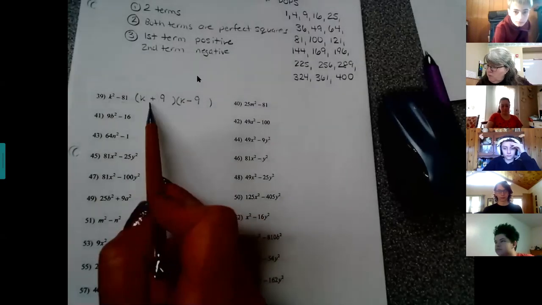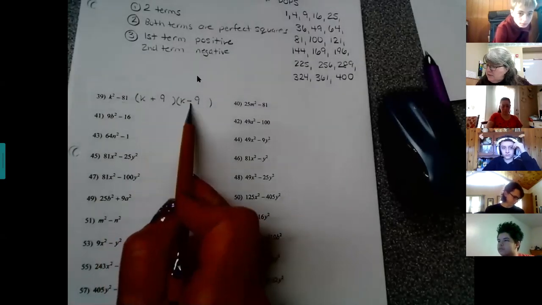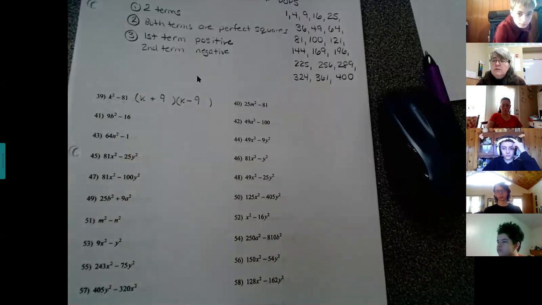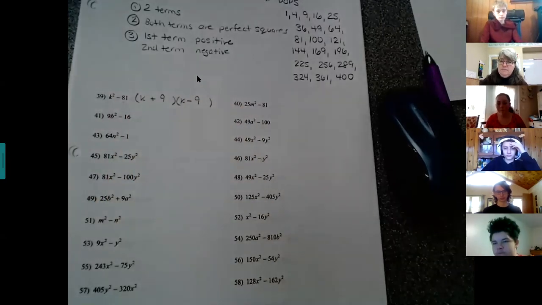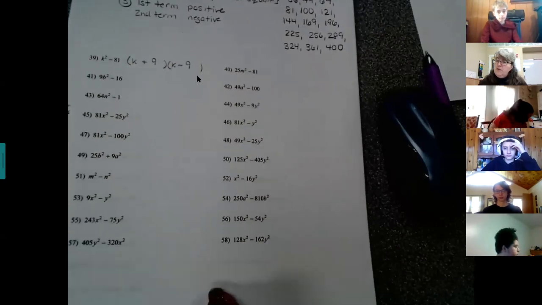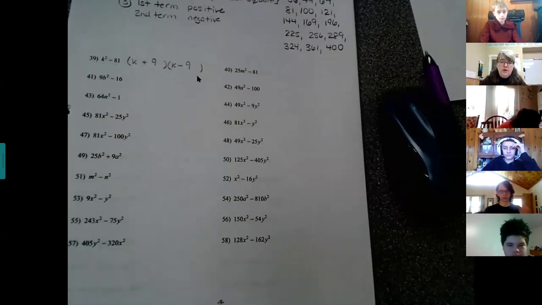Does it matter if I put the minus here and the plus there, or vice versa? No. I don't think so. Commutative property. You can write it this way, you can write it that way, okay? Let's do another one together, and then I'll ask you guys to do one on your own.